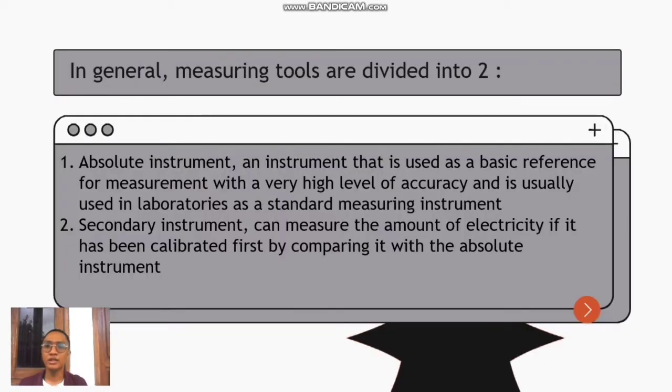In general, measuring tools are divided into two. The first one is the absolute instrument, which is used as a basic reference for measurement with a very high level of accuracy and is usually used in laboratories as a standard measuring instrument. The next is the secondary instrument. A secondary instrument can measure the amount of electricity if it has been calibrated first by comparing it with the absolute instrument.